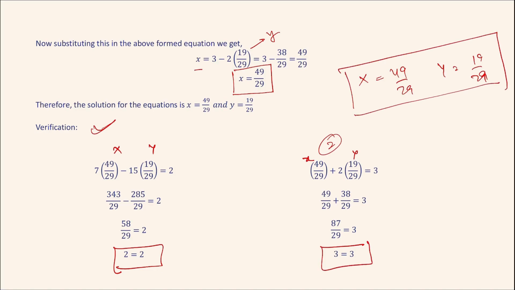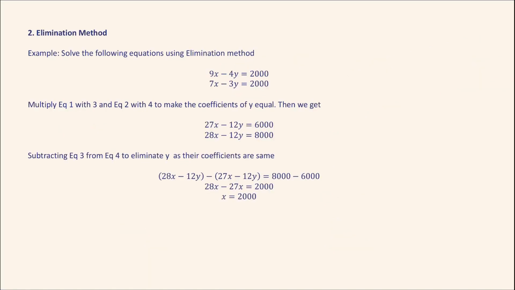So whenever you are in doubt whether the value of your x and y, or the solution of the linear equations, is correct or not, just put them in either of the equations, and if the equation holds true, that means you've got the correct solution, right? Now this was the substitution method. You might think that this is a little longer method. So now let's move on to the shorter method, which is the elimination method.